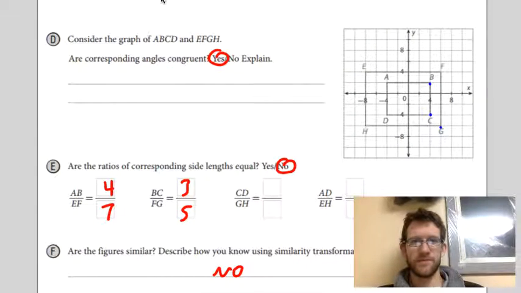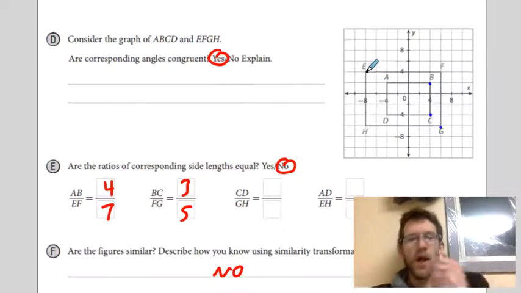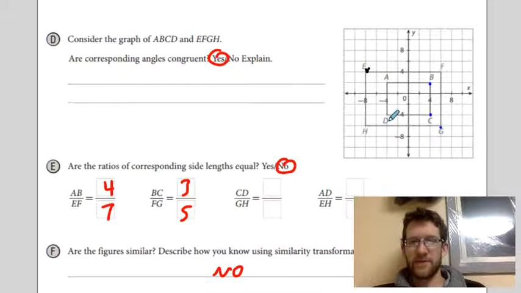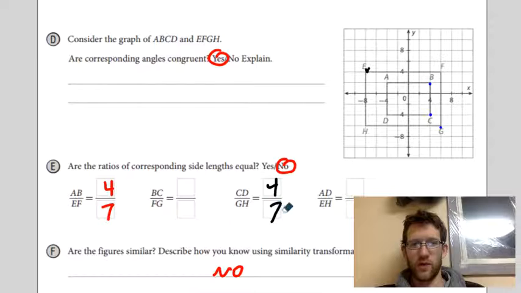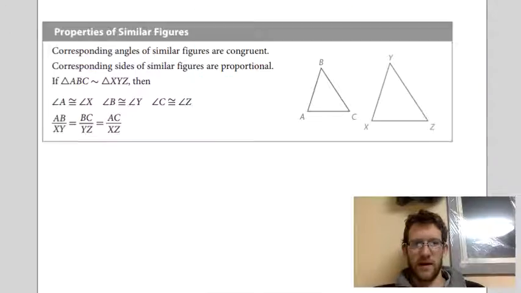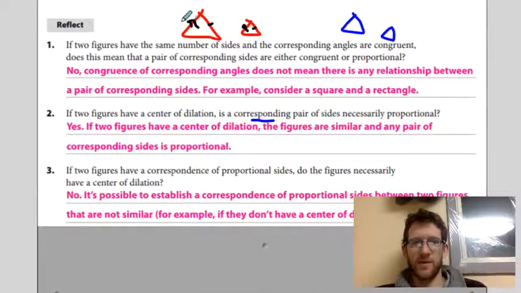Again, going back here, we could say that EF and AB have a ratio of 4 over 7. CD and GH have a ratio of 4 over 7, right? So ignoring the other ones, if we just looked at these two corresponding pairs of sides, they have the same ratio, right? They're proportional. It's not enough. We have to come up with a little bit more to determine whether or not something is similar or not.